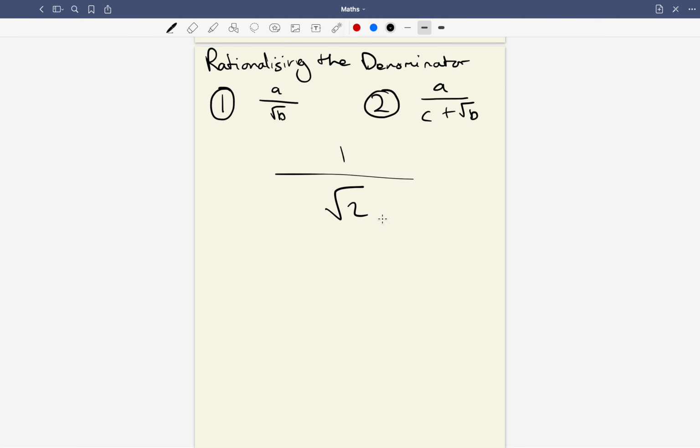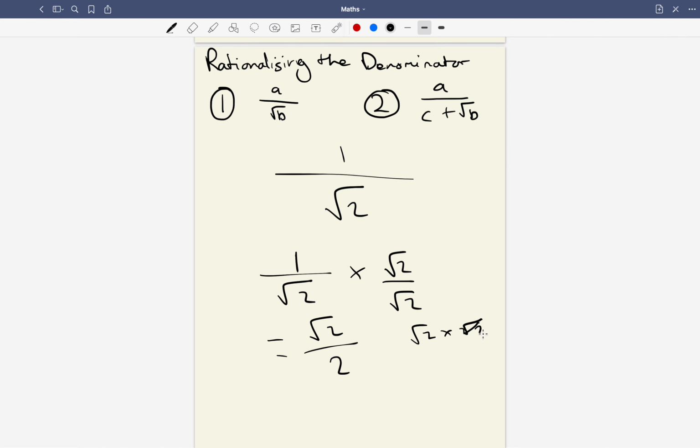So the way we get rid of it is you can multiply it by itself. For example, here we've got 1 over root 2. If we times it by root 2, remember what you do to the bottom, you must do to the top. So you times that by root 2 as well. 1 times root 2 gives you root 2 on the top. Once again, that's fine to have a surd on the top. And on the bottom, you've got root 2 times root 2, which is root 4, which is just 2. So you've got root 2 over 2, and that's fine.